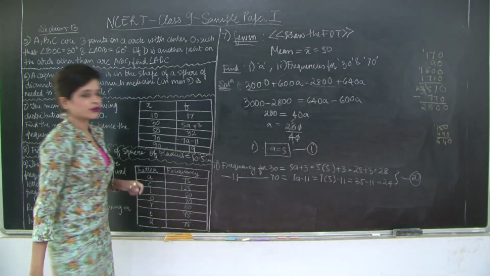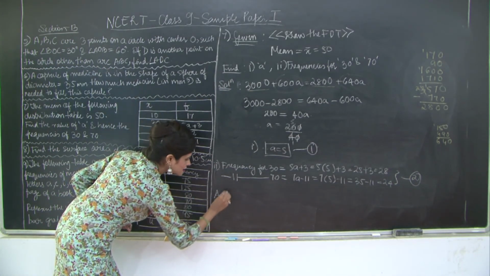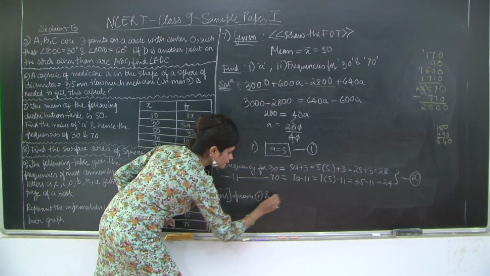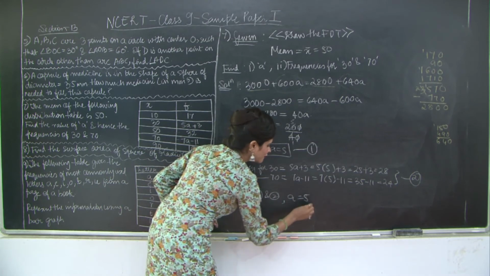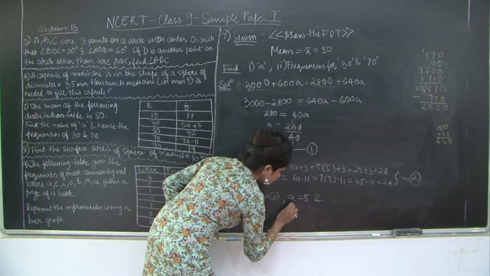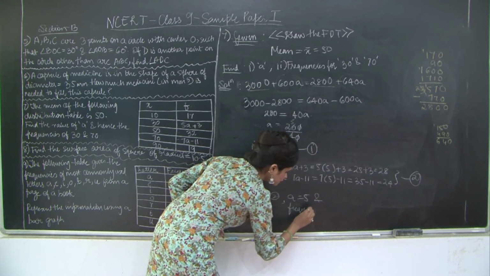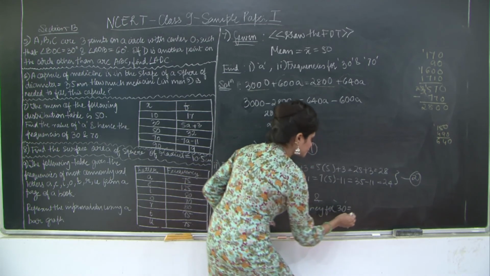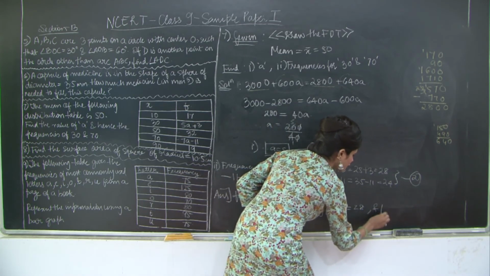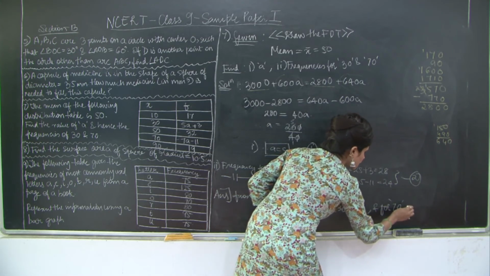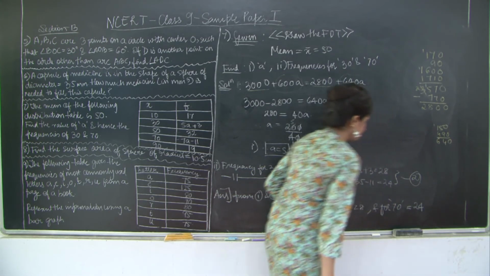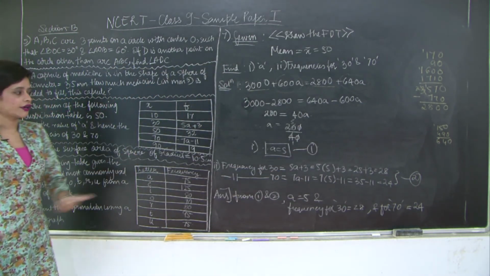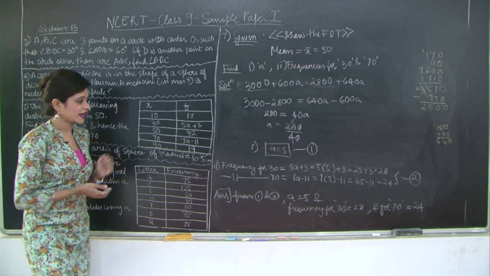So finally, we are going to write down our solution. That is the answer from 1 and 2. a is equal to 5 and frequency for 30 is equal to 28 and for 70 is equal to 24. So here is your answer, and I hope you have taken a note of what we had done earlier before I raised the board. Please take a look at the solution.